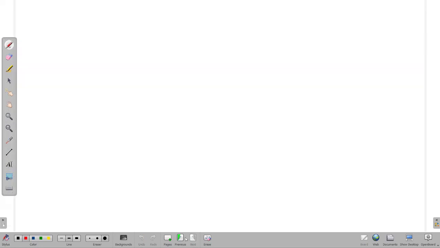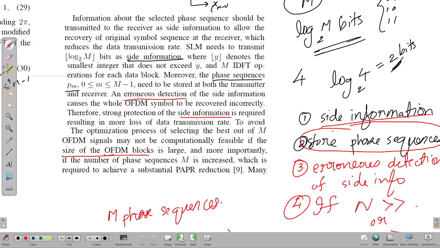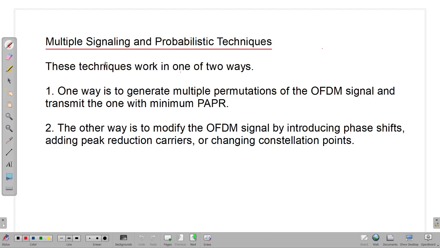So that's about the few PAPR techniques which come under the multiple signaling and probabilistic techniques. What these techniques basically do is try to generate multiple permutations of OFDM signals. So SLM, PTS, interleaved OFDM try to create multiple permutations, and they transmit the signal with the lowest PAPR value.